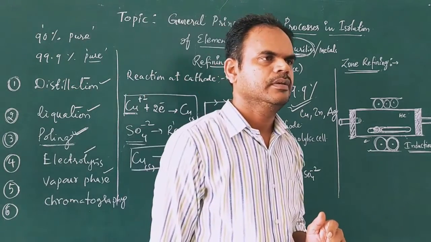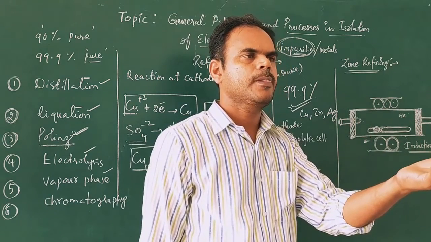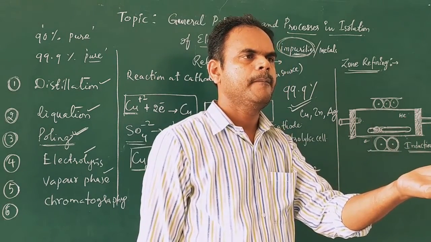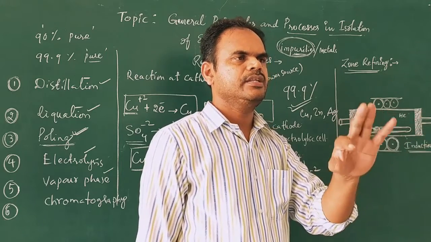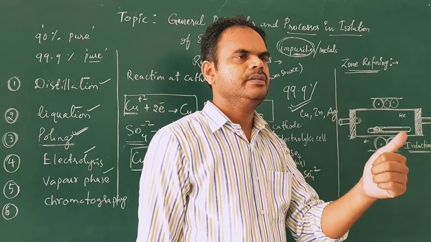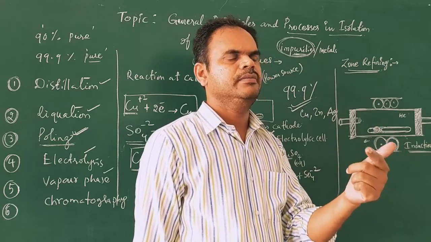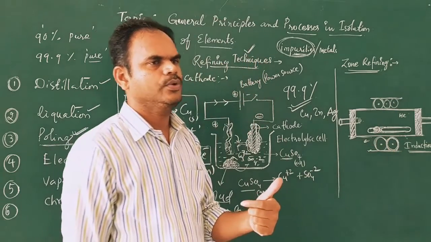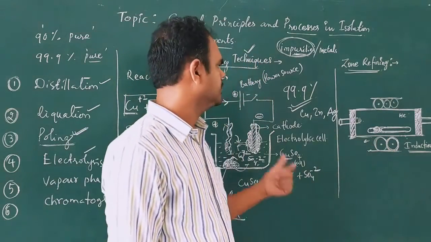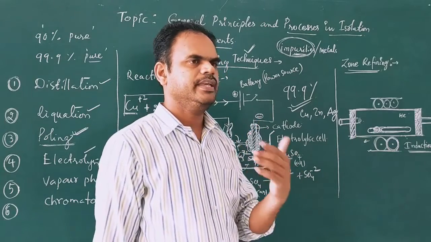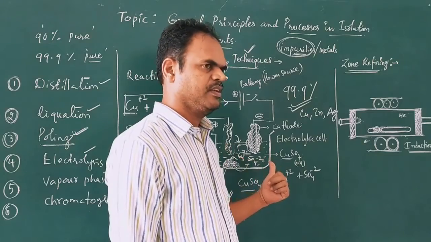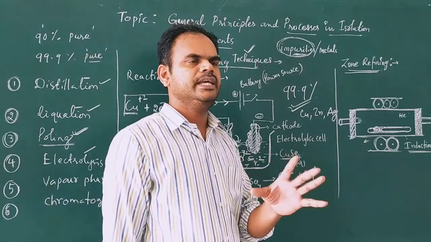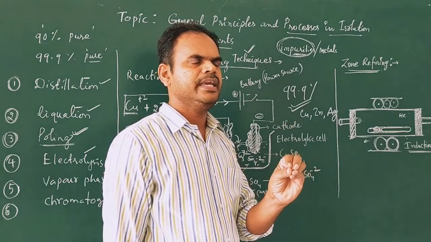Oxidation. What is happening at the cathode? Reduction. So cupric ions get reduced at the cathode. Copper atoms will get oxidized at the anode. Remember, this is very important, so you get the questions from this. Is it fine, everyone? Clear? Electrolytic refining, any doubt?